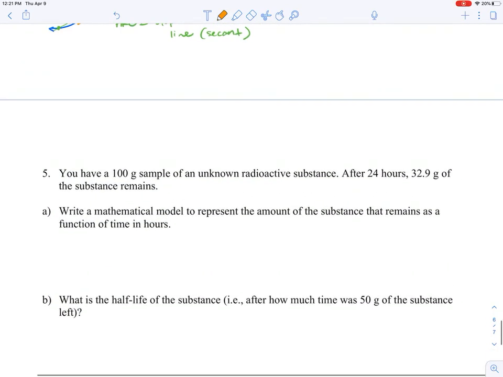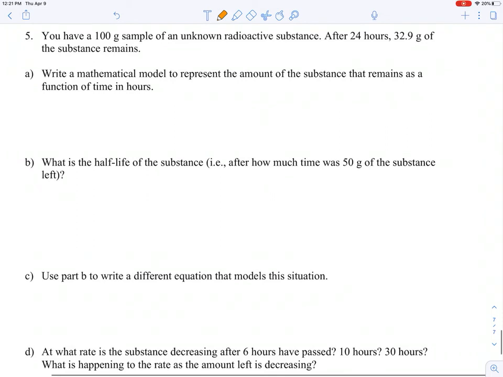Okay, so this is our last example. Let's say we have a 100 gram sample of an unknown radioactive substance. After 24 hours, 32.9 grams of the substance remains. So we aren't given a rate here, but we need to come up with the model. So we need to use the given information to actually solve for the rate.